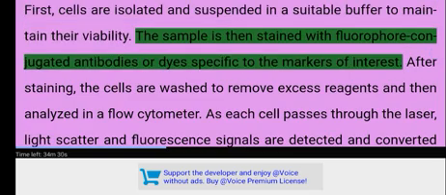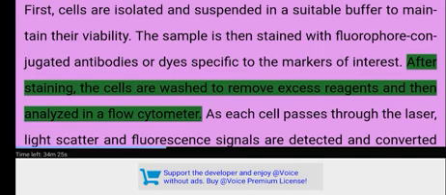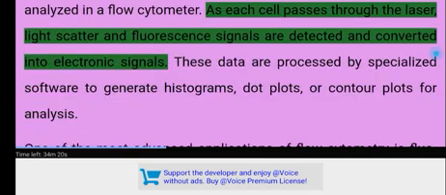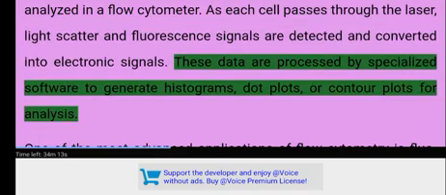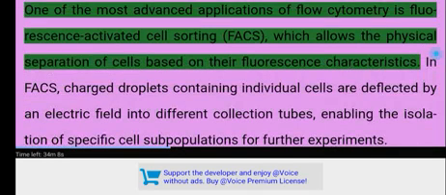The sample is then stained with fluorophore conjugated antibodies or dyes specific to the markers of interest. After staining, the cells are washed to remove excess reagents and then analyzed in a flow cytometer. As each cell passes through the laser, light scatter and fluorescent signals are detected and converted into electronic signals. These data are processed by specialized software to generate histograms, dot plots, or contour plots for analysis.